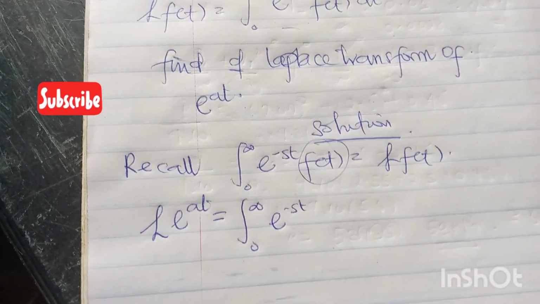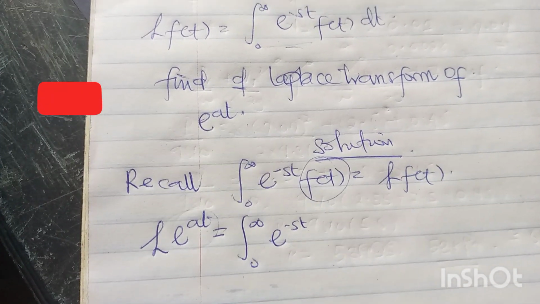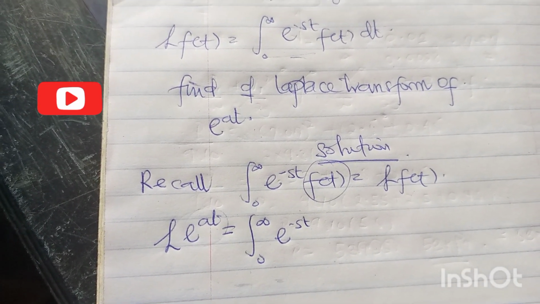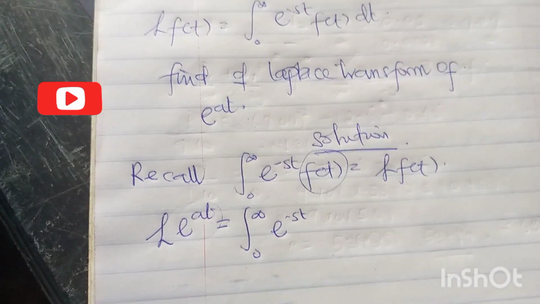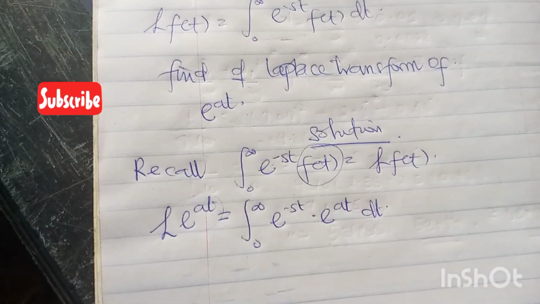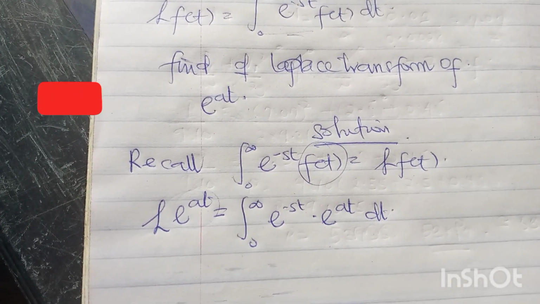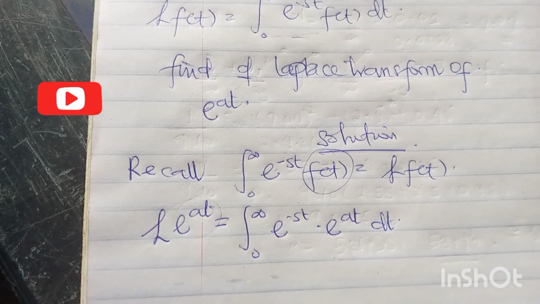But you have f of t here. But what's your f of t? Your f of t is exponential at. Are you getting? F of t is exponential at. Definitely it will be exponential at dt. Then checking back to this, we can recall our indices.